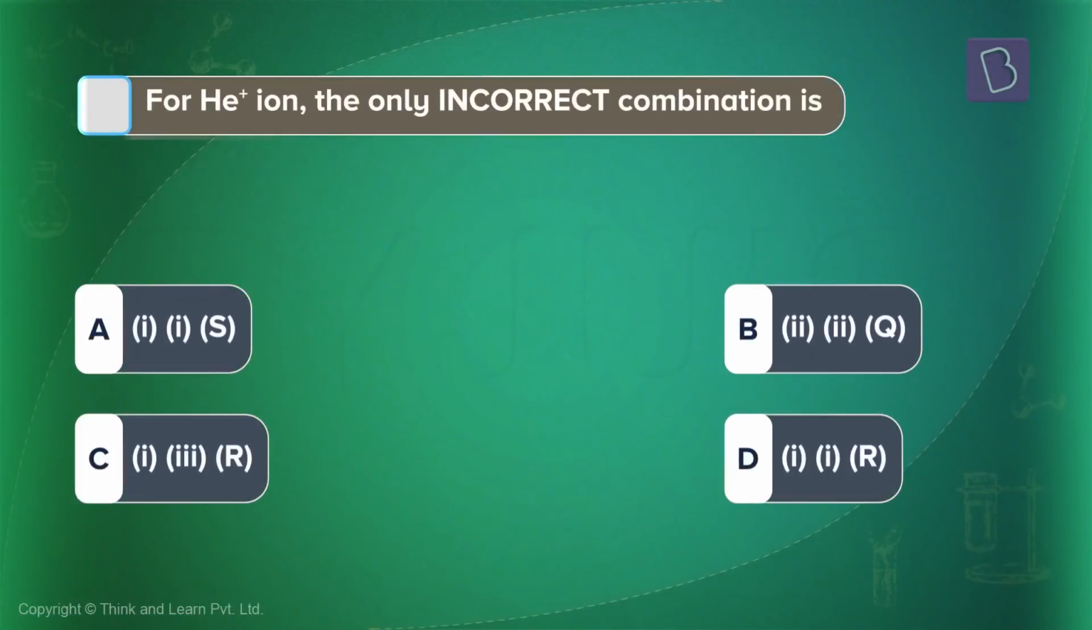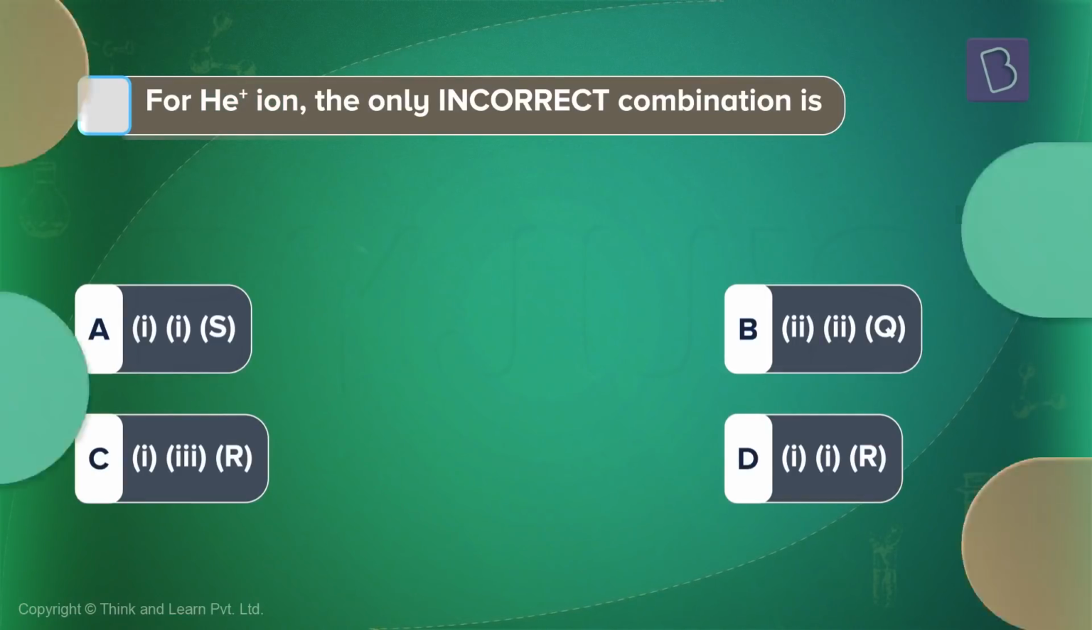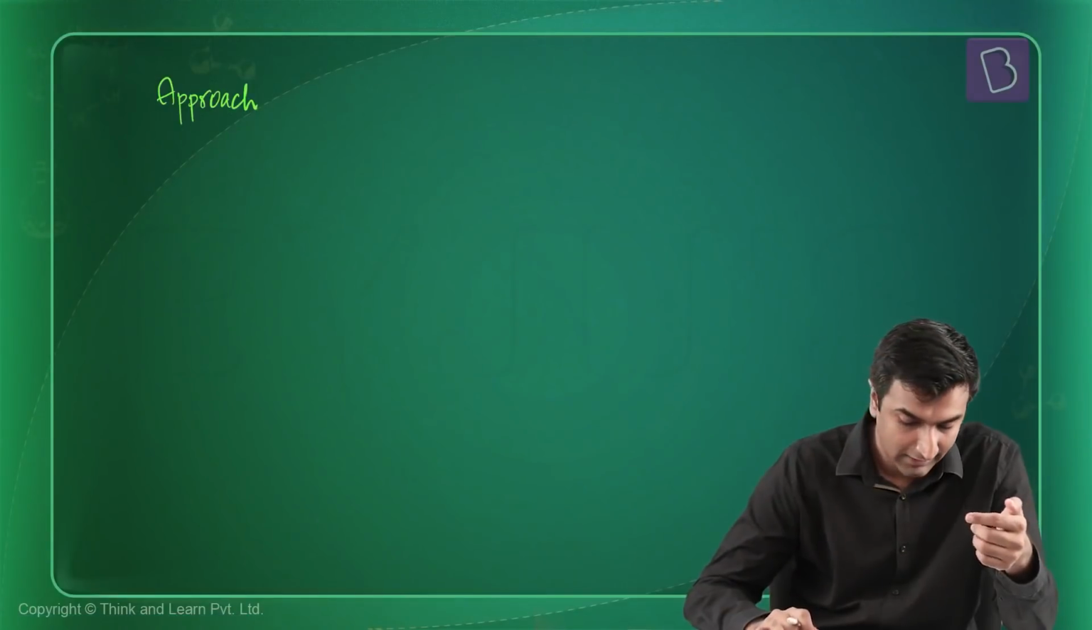Let's look at the first question. I just quickly went through what the graph is about. The first question talks about the He plus ion, and we need to figure out which is the only incorrect option. Now we're going to be smart here. What's the approach going to be? Let's look at the options.